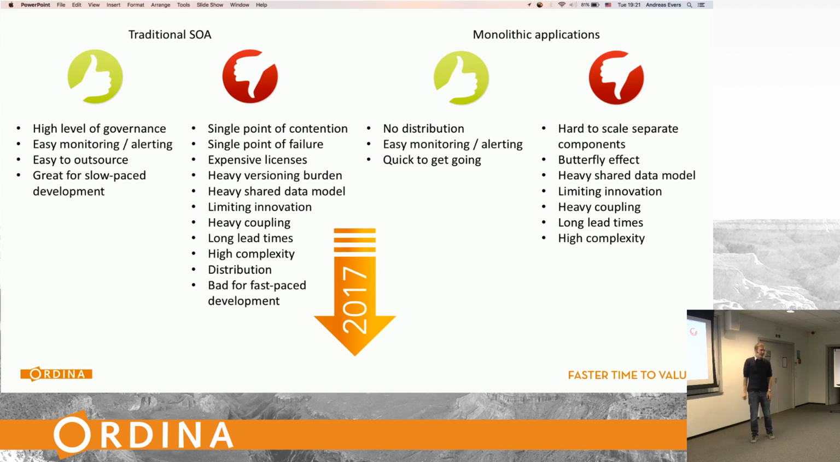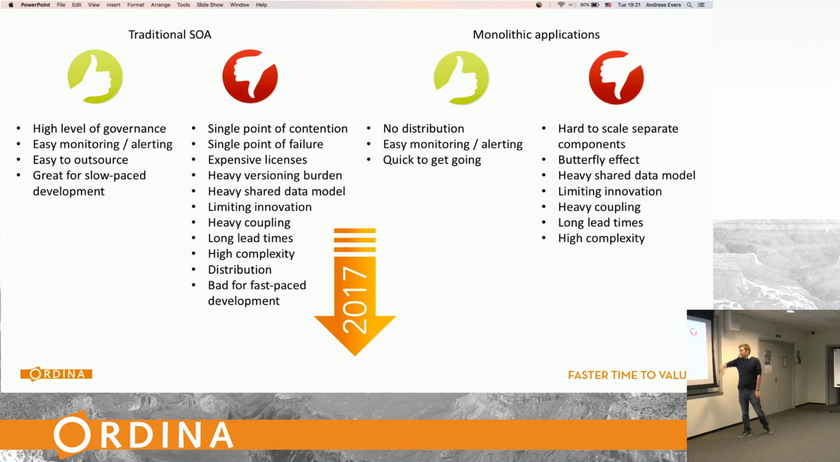Quick to get going. Okay, if you have to build something new, and you have a small set of functionality, just do it in a monolith. Don't start splitting it up into very, very little pieces and start adding complexity. This is going to give you a lot of pain, while you can just put it together and be done with it. Okay, so really quick to get going.